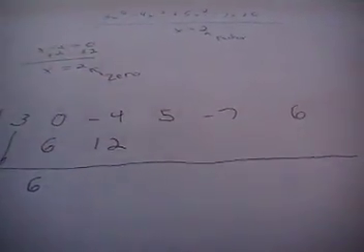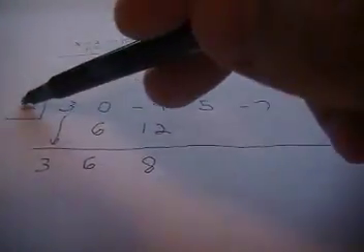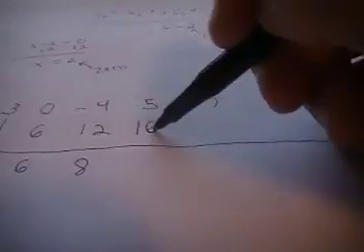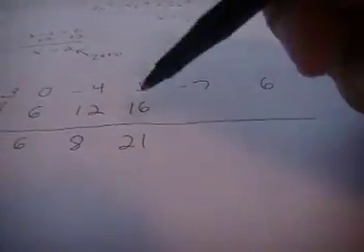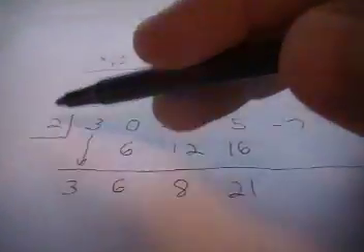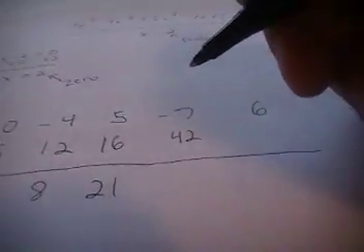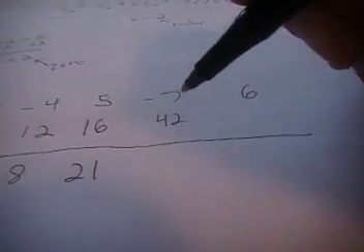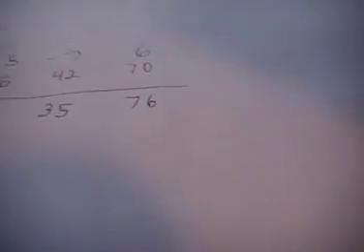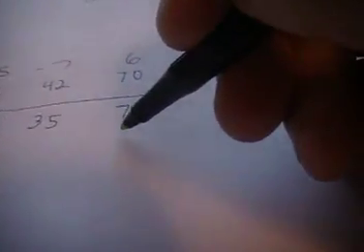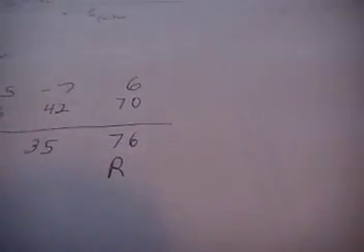Now you add going down. -4 plus 12 is 8. 8 times 2 is 16. 16 plus 5 is 21. 21 times 2 is 42. It's either -7 plus 42, or you can think of it as 42 minus 7. That's 35. 35 times 2 is 70. 70 plus 6 is 76. The last number is a remainder if there is one.